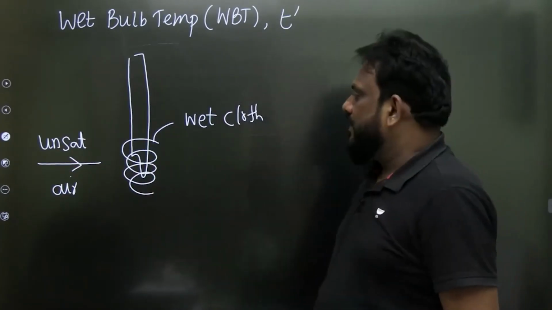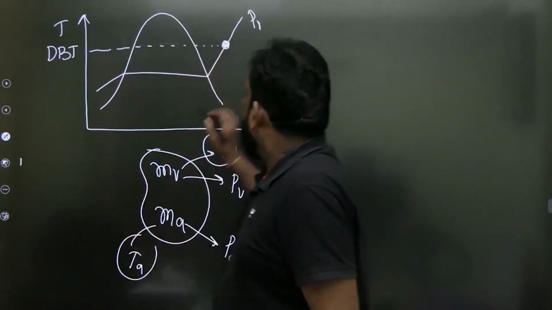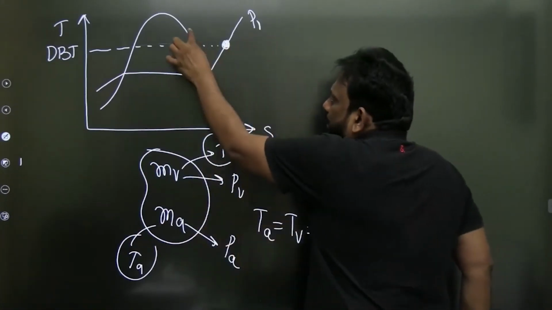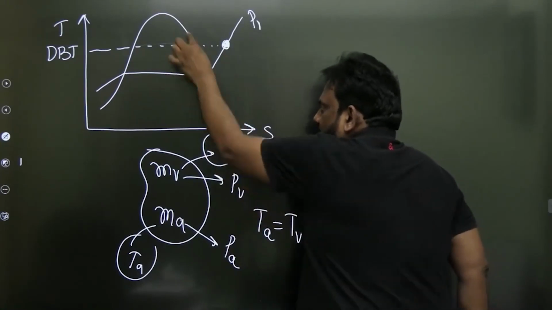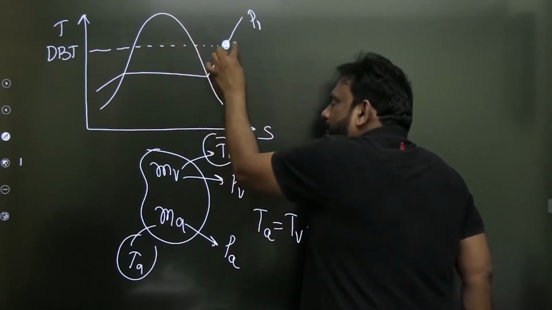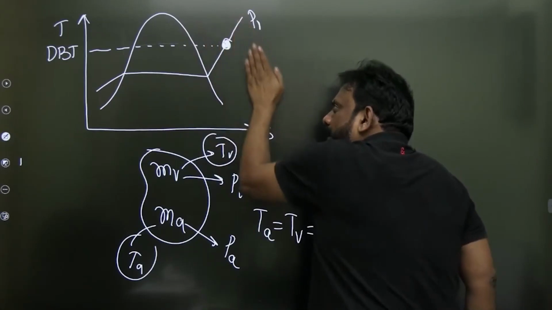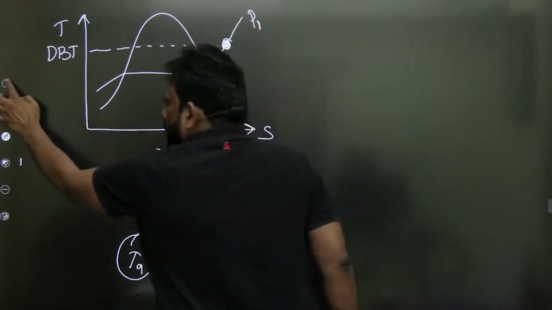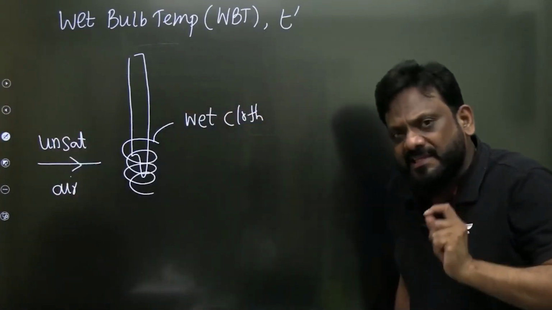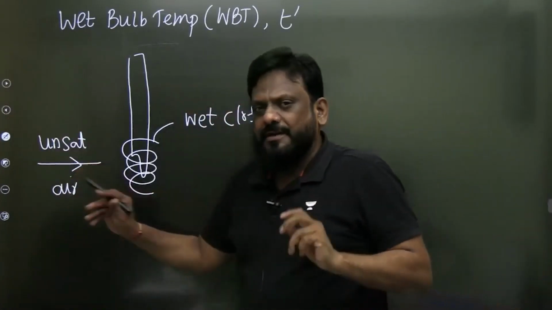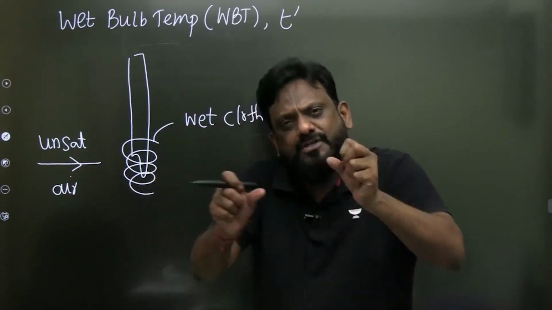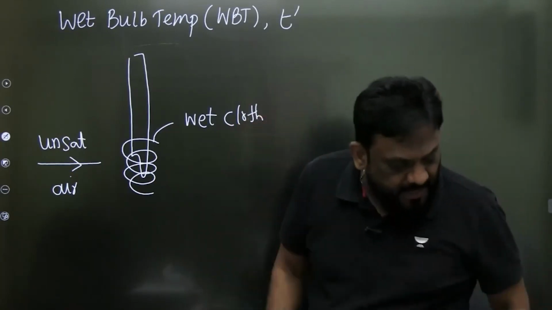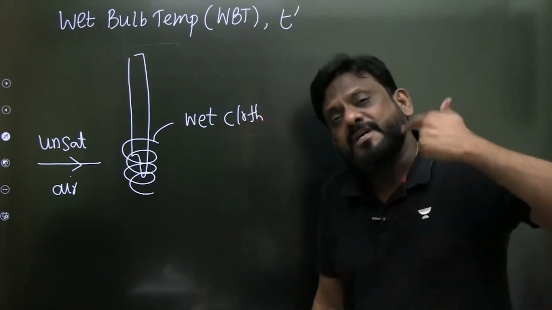So look, this air, is it unsaturated? When this point is on this line, we call it saturated. So where is this point now? It is in the superheated state, and that's why we call it unsaturated. No problem at all. Now tell me, does the unsaturated air have a capacity to absorb some more moisture? Yes, it has the capacity to absorb some more moisture.